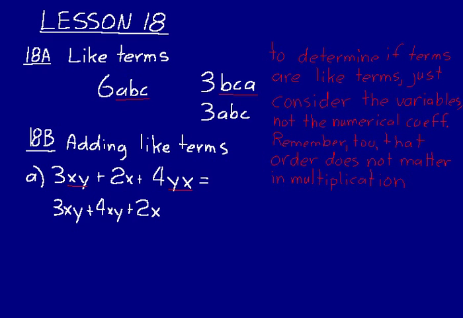To add these like terms, all we do is add the numerical coefficients. 3 plus 4. That's equal to 7. And then we have xy on the end, plus 2x. And so that's the simplified form of that expression. We've simplified it because we've added the like terms, and now we just have 2 terms instead of 3.